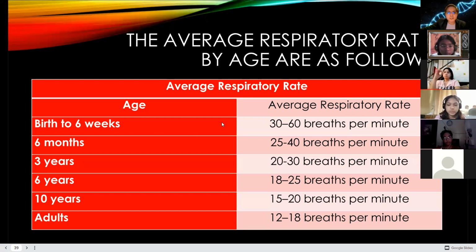From birth to 6 weeks, you have 30 to 60 breaths per minute, or BPM. At 6 months it is 25. Going to adult, it's 12 to 18 breaths per minute.